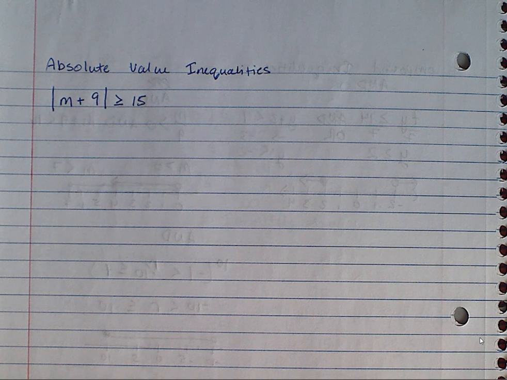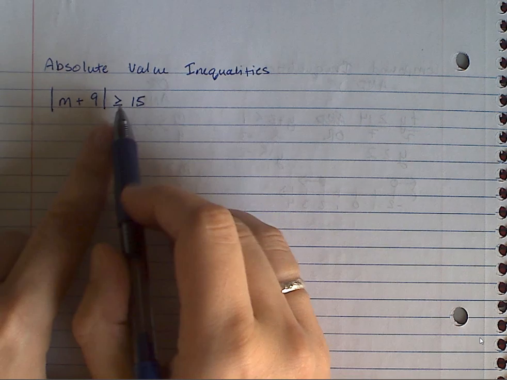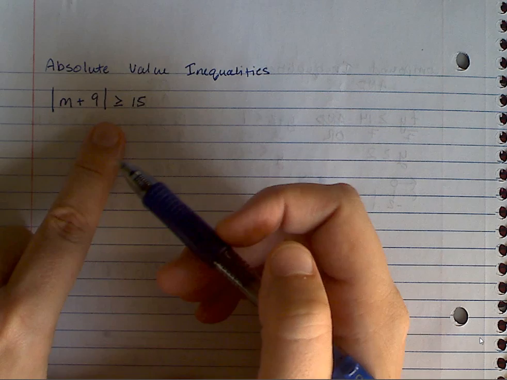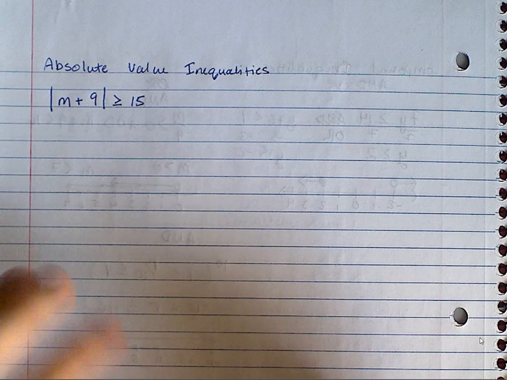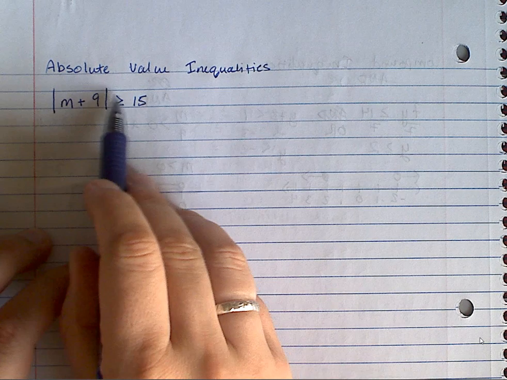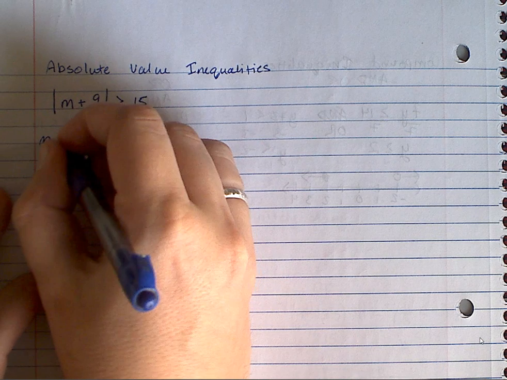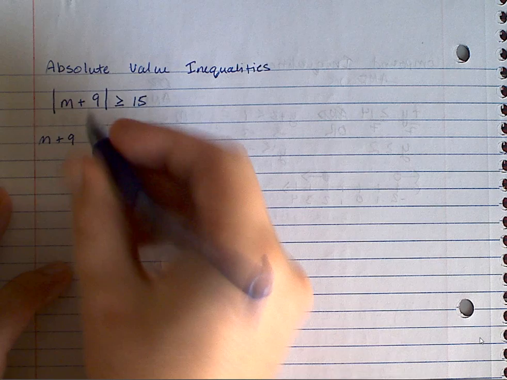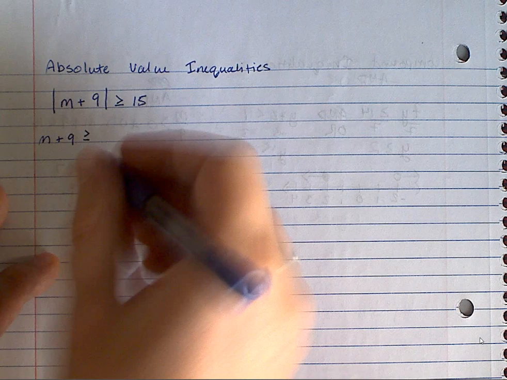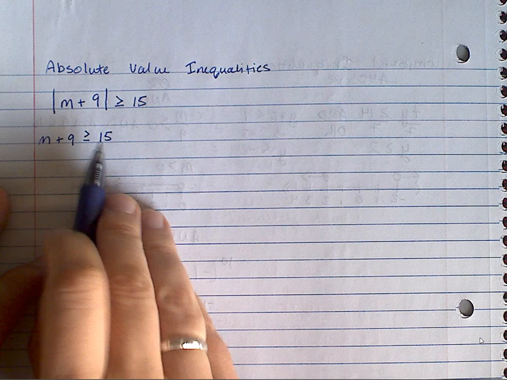Now, in order to solve this, we're going to need to graph it because we're going to have more than one possible solution to it. Just like with absolute value equations, we're going to split this up into two different parts. When we split it up, though, we have to be really mindful about what happens to this inequality that's in the middle here. So please pay attention to what I'm about to do. One is going to be m plus 9, and I'm going to keep this exactly as it is, greater than or equal to, and the number on the right stays the same, 15.